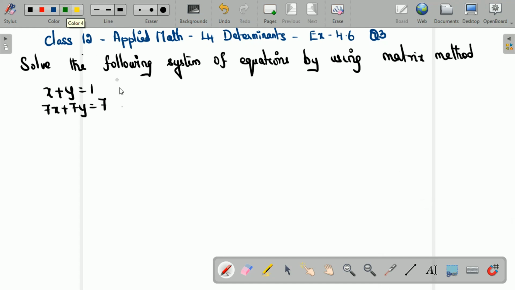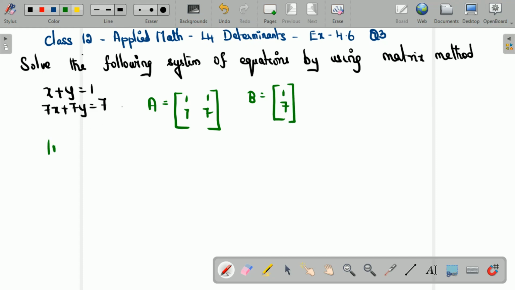So first let's generate the coefficient matrix A. So this is going to be the matrix with the coefficients of x and y. So this will be 1, 1, 7, 7. Now the next matrix B will be the constants matrix. So this will be 1 and 7.